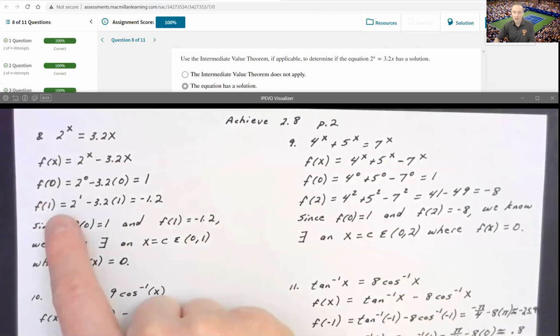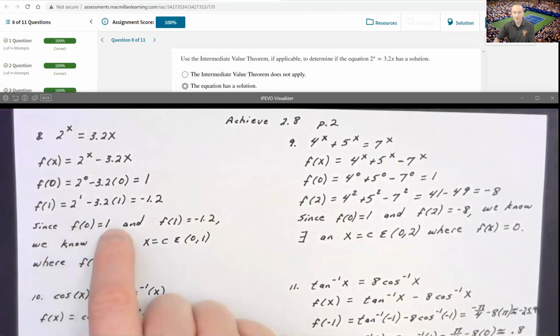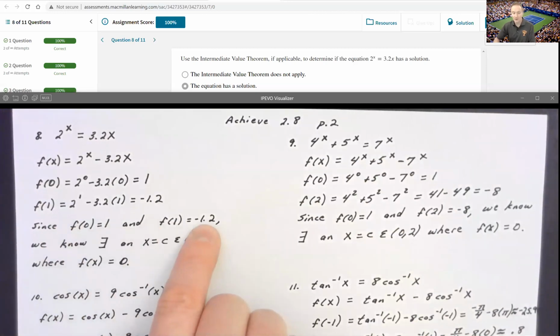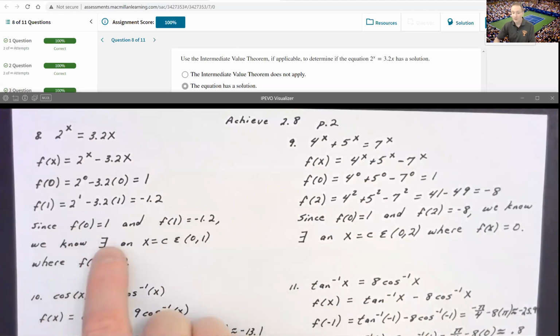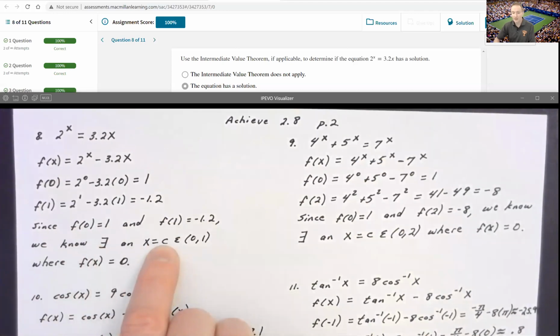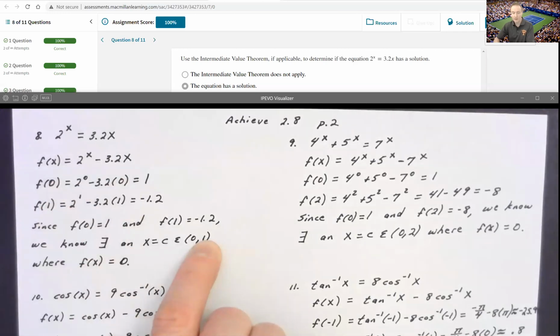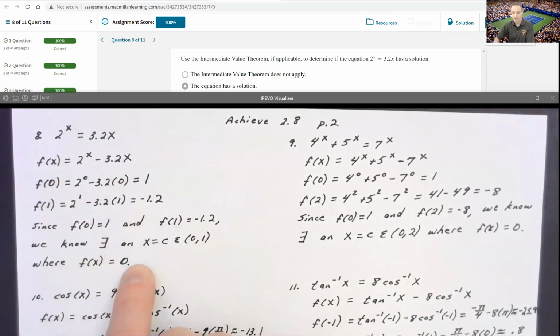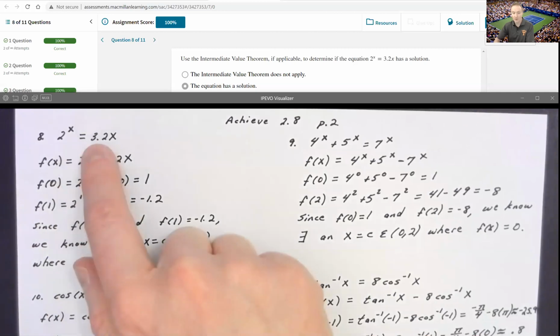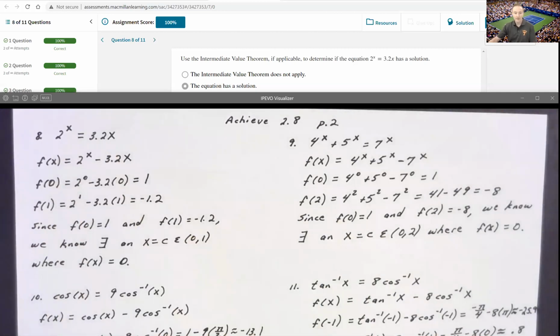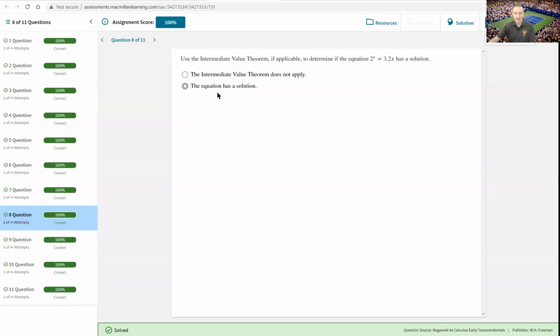So I would say, well, since f of 0 is 1 and f of 1 is negative 1.2, we know there exists an x equals c belonging to the set of numbers in between 0 and 1, where f of x is equal to 0. That's the goal of this problem. f of x equal to 0 means the original equation is true. We were able to solve that. So yet again, you just say this equation has a solution.